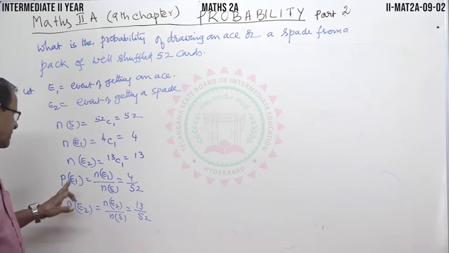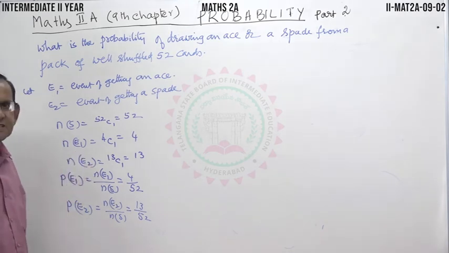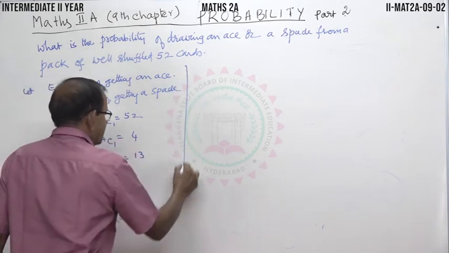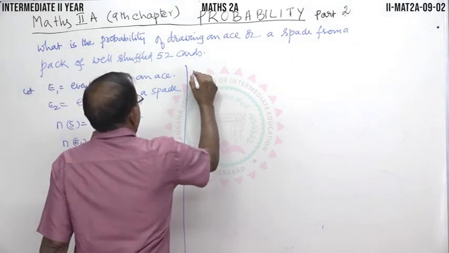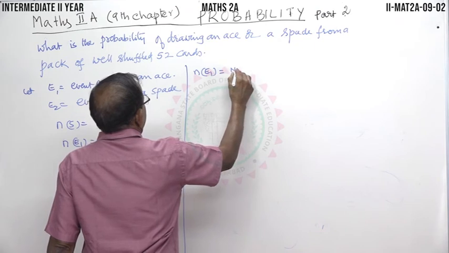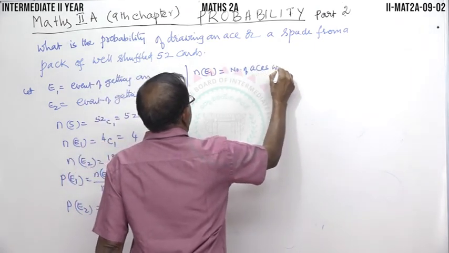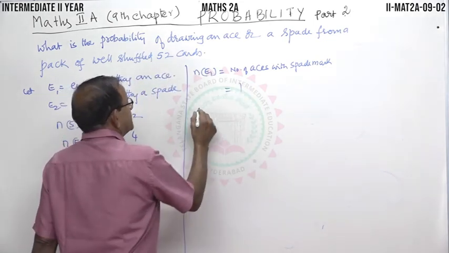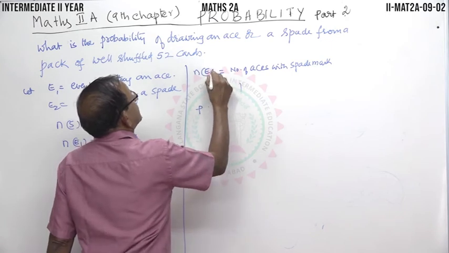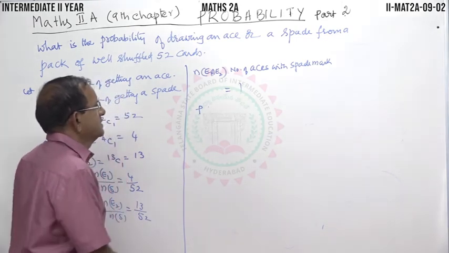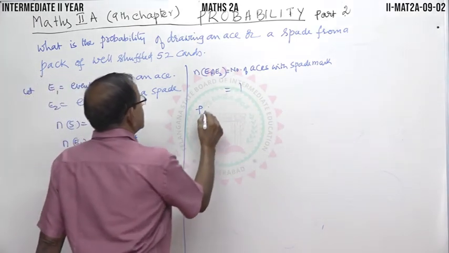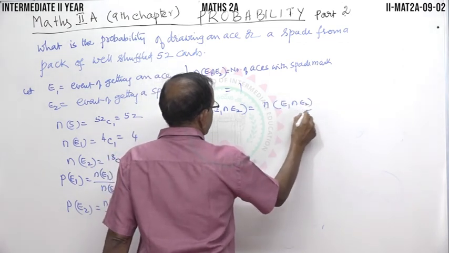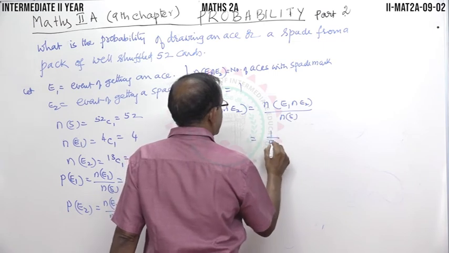Now, there is one card in common. That is an ace as well as spade also. What is that card? Ace of spade. That is the common card. Now, we have to find out that comes in intersection. N of E1 intersection E2 is equal to the number of aces with spade mark. That is equal to 1 only. So, P of E1 intersection E2 is equal to N of E1 intersection E2 by N of S equal to 1 by 52.